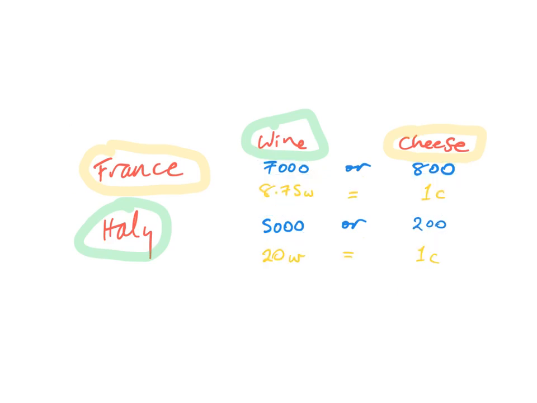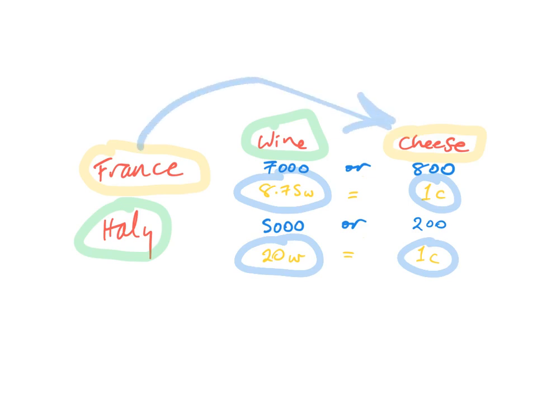You can do the same here for the cheese. You can see that when France produces a unit of cheese, it gives up 8.75 units of wine, while Italy, 1 unit of cheese, it gives up 20 units of wine. Should you give up 8.75 units of wine or 20, you can see here that France has a comparative advantage in the production of cheese. So while France has an absolute advantage in the production of both, France has a comparative advantage in cheese, Italy has a comparative advantage in wine.